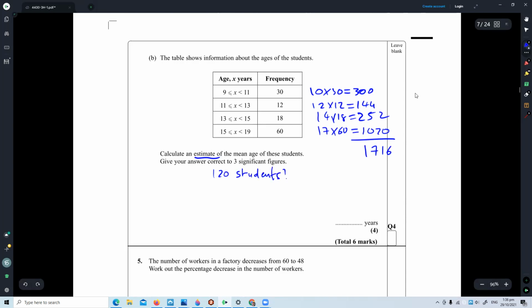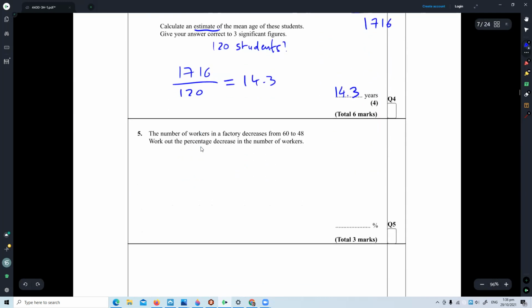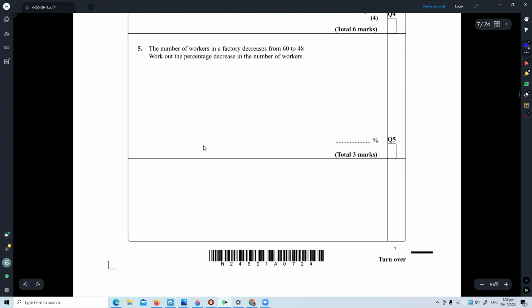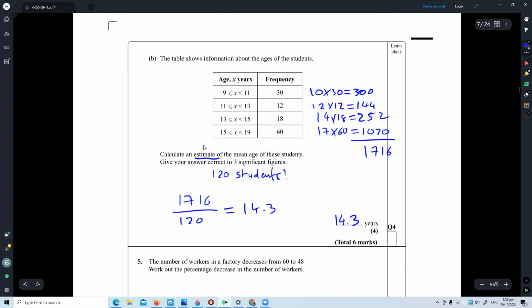So I need to do the total divided by how many students I have. So it'll be 1716 divided by 120. And if I type that in my calculator, the average age is 14.3. And that's exactly 3 significant figures. Remember, significant figures are numbers that mean something. This is an estimate. It's not an exact value, but it's good enough. So we took the midpoints. That's what you should know here.